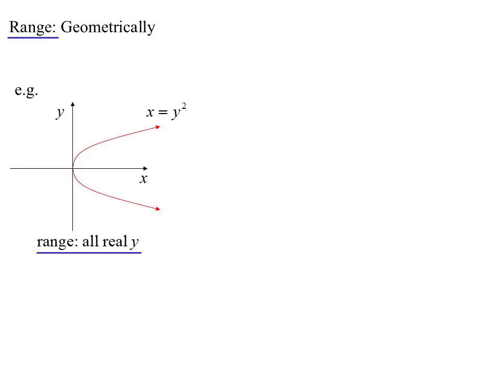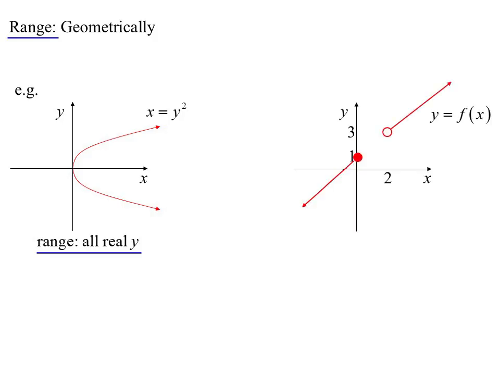Now, when you're writing down domain and range, don't just say all real values or something like that. You need to specify. Range is talking about the y values. Domain is specifying the x values. So you say it's all real x, or in this case, all real y. There's our piecewise function.